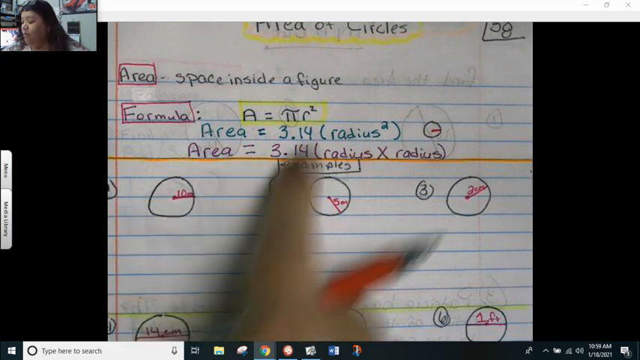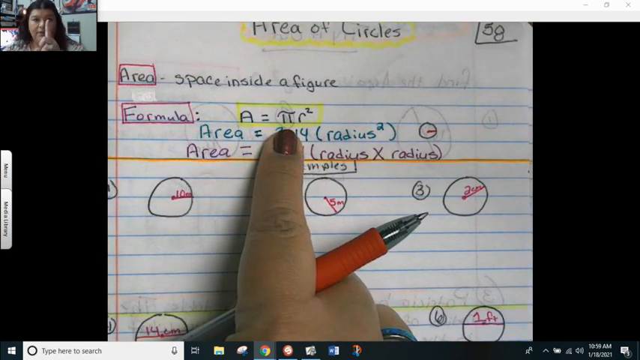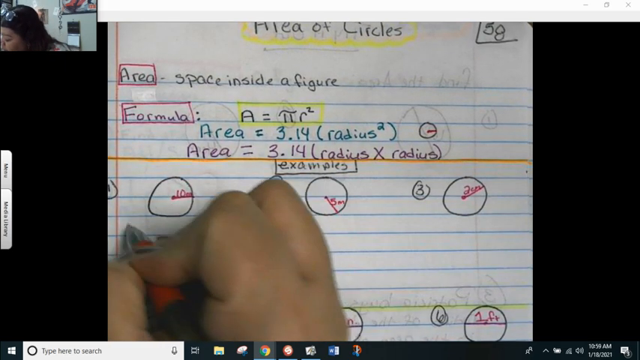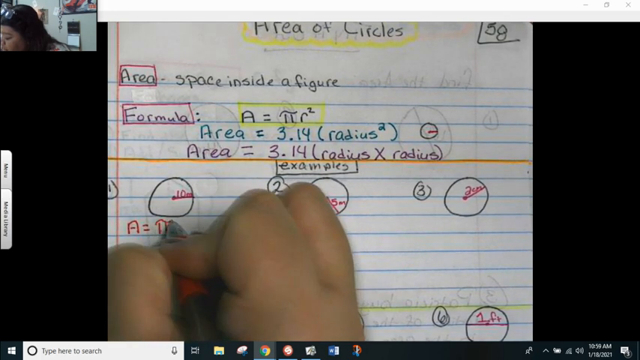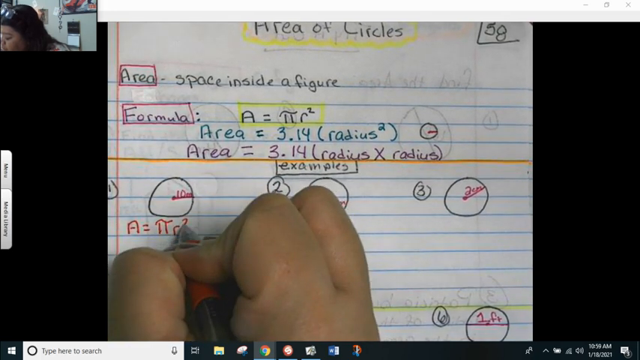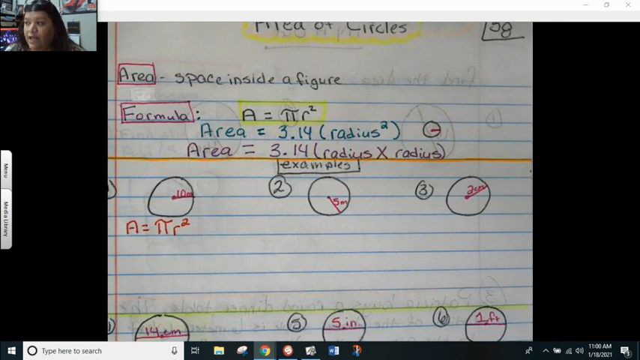So I'm going to write down the formula, and I don't have to think about which formula I am going to use. I only have one. There's only one to choose from, okay? That is A equals pi r squared. So A equals pi r squared, okay? A equals pi r squared. So you got that down.